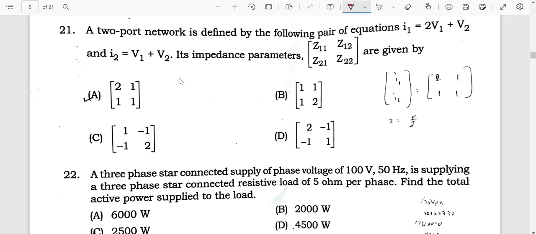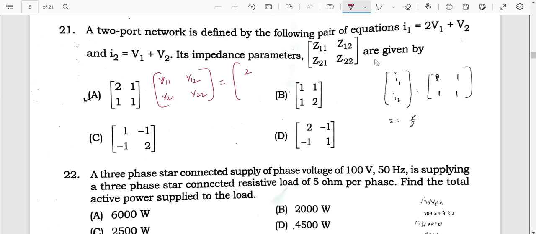First of all, we'll take the matrix of Y11, Y12, Y21, and Y22. This is the basic idea of writing this network. So from this, by comparison, Y11 is 2, Y12 is 1, Y21 is 1, and Y22 is 1. So this is the Y matrix. The Z matrix means the Y matrix inverse. For that, let me take A, B, C, D. We know that the inverse is 1 by (AD minus BC) times the matrix D, minus B, minus C, A. So this is the answer.